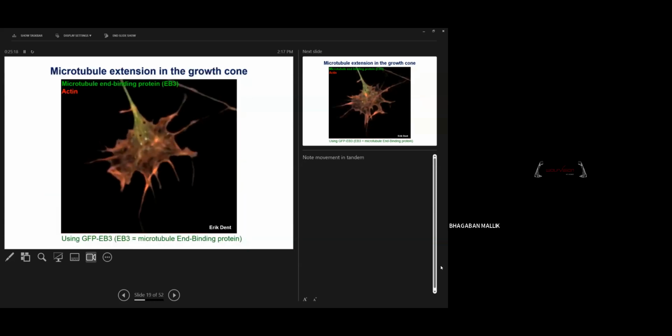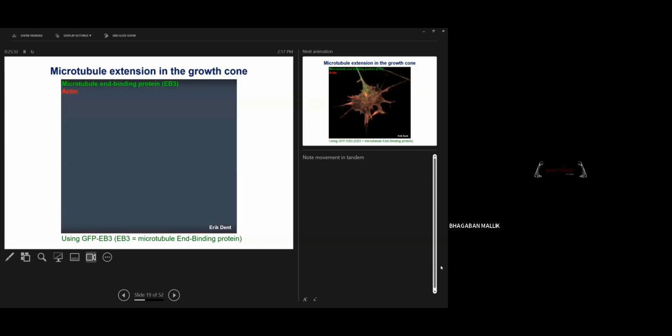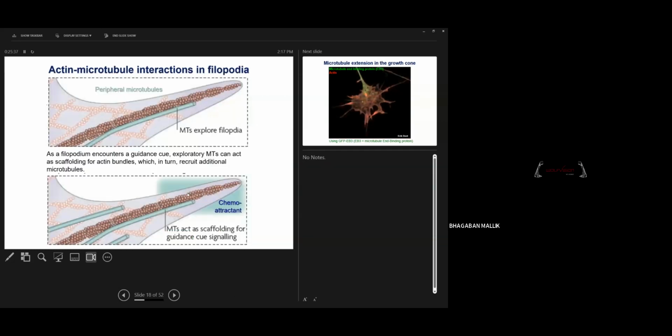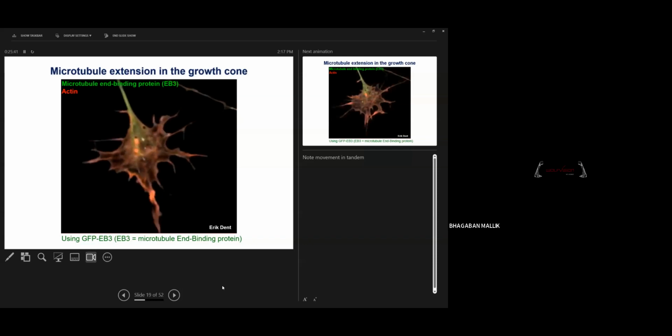Okay, so here this cell is labeled with the microtubule binding protein EB3 and actin. You can see that the green is the microtubules and the red is the actin. You can see that it is forming a bundle with actin in this filopodia. If I play it again, you can see that in this filopodia it is forming a bundle. So this is an actively growing filopodia.